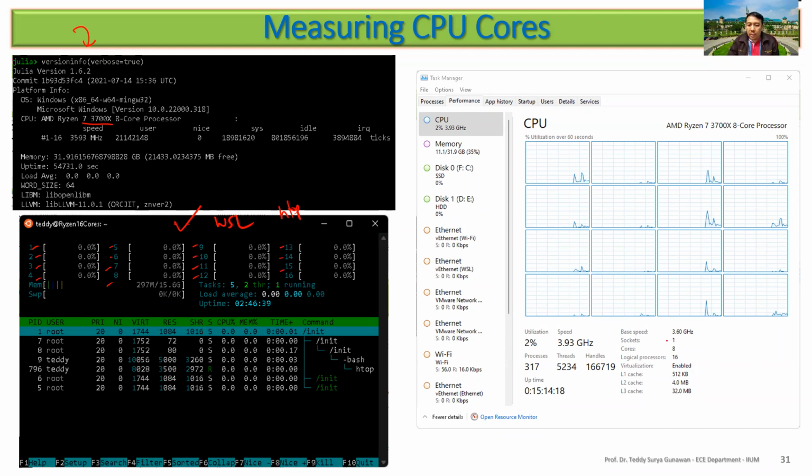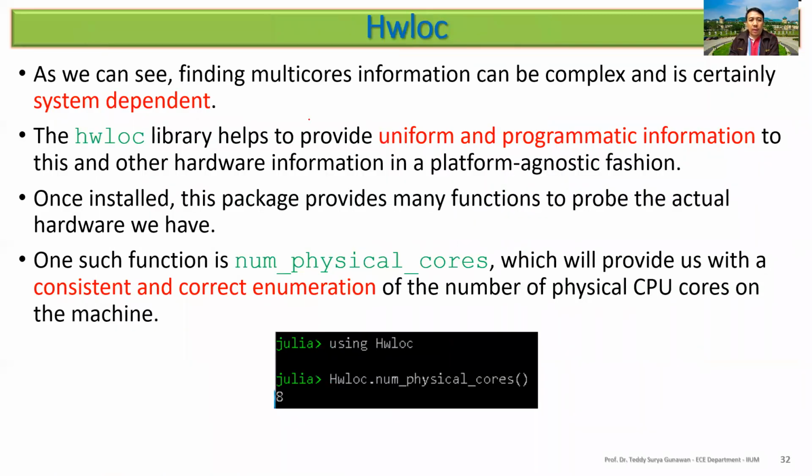In Windows also you can see you have logical processors, but you also have cores here. Okay, so that's how to measure CPU cores. But it can be complex and depends on the system, whether you are on Linux or whether you are on Windows. Okay, so that's why we have the HWloc here.